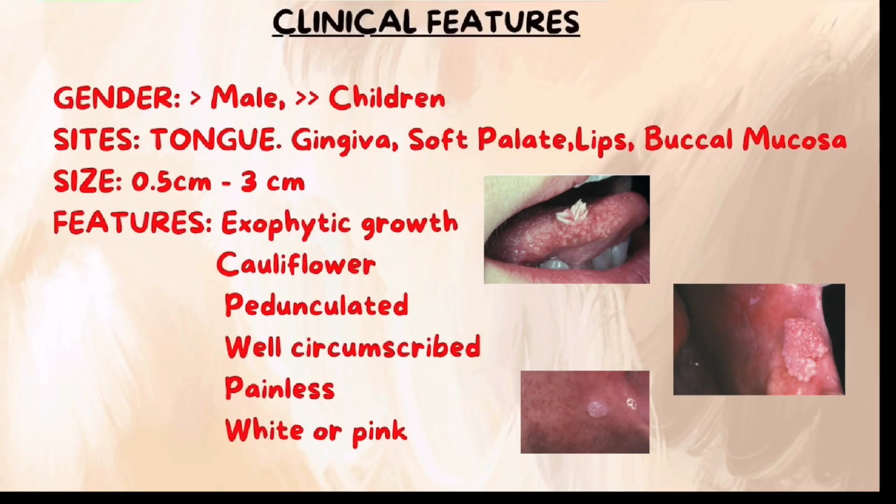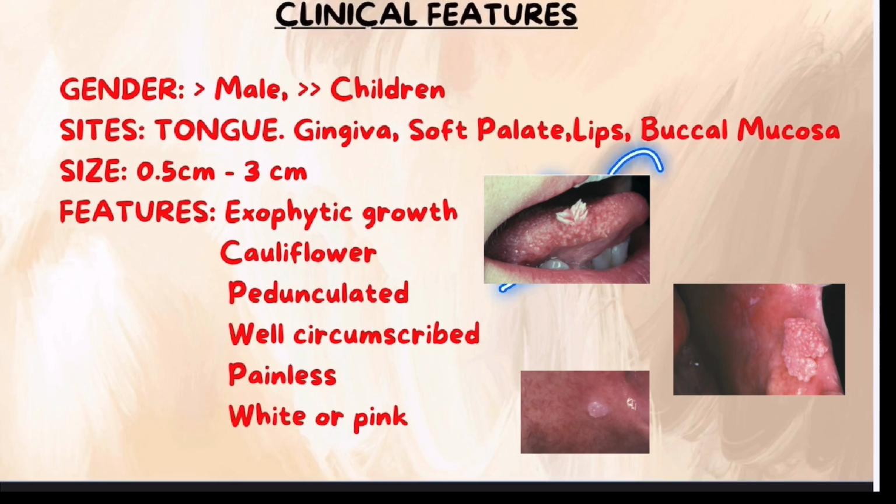Let's now discuss the clinical features of squamous papilloma. Clinically, squamous papilloma presents as an exophytic growth. This means it grows outward from the surface of the mucosa. The lesion is characterized by small finger-like projections that give it a distinctive appearance. So these projections often create a cauliflower-like or verrucous wart-like surface texture, which is typically rough to touch.